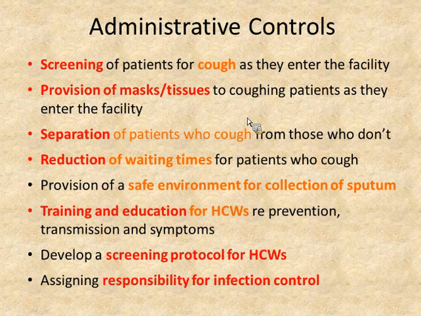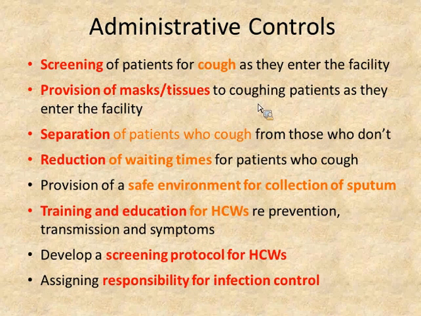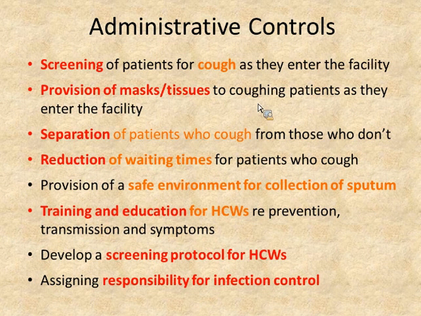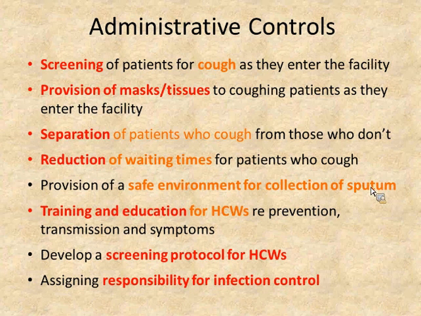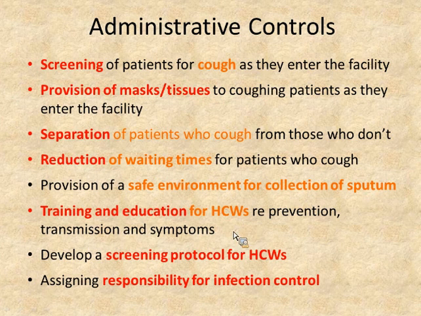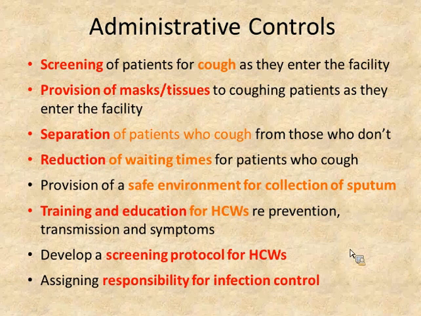So administrative controls start off by screening patients who are coughing as they enter a facility and isolating them, giving them masks, tissues, and making sure they know about cough etiquette, coughing into their elbow, for example, or their shoulder. Reducing waiting times so people aren't sitting in open air coughing and spreading their disease. Having a safe area to collect sputum. Training and education, screening protocols, and responsibility for infection control.